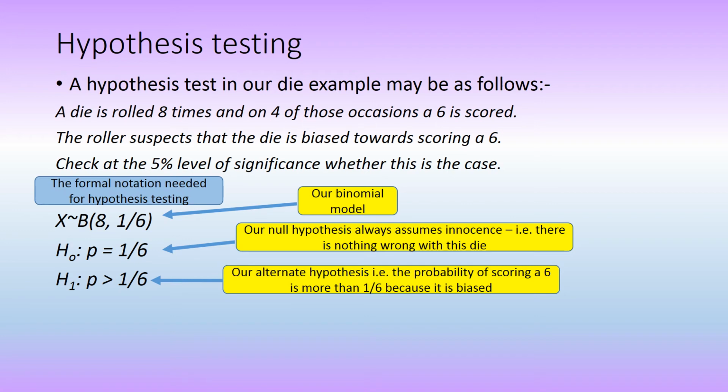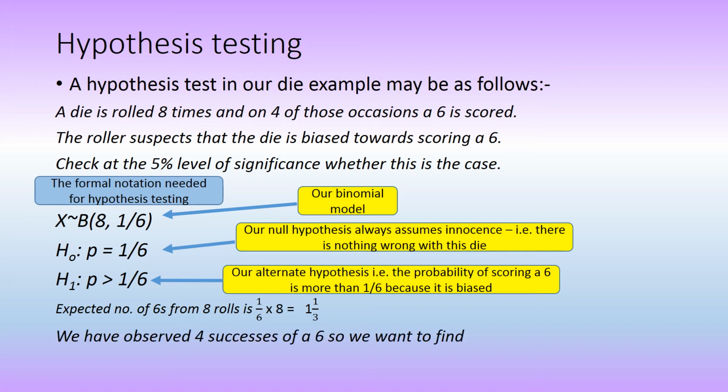Now that's the formal notation that you need to write for a hypothesis test. Now at this point we need to remind ourselves about the expected number of sixes from 8 rolls. And now if you remember, that was 1 1/3, so we're going to use that to help us.